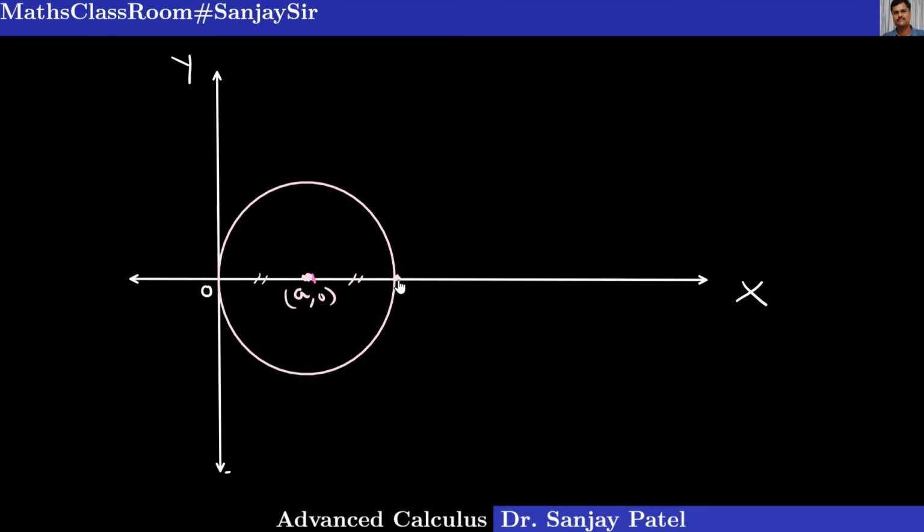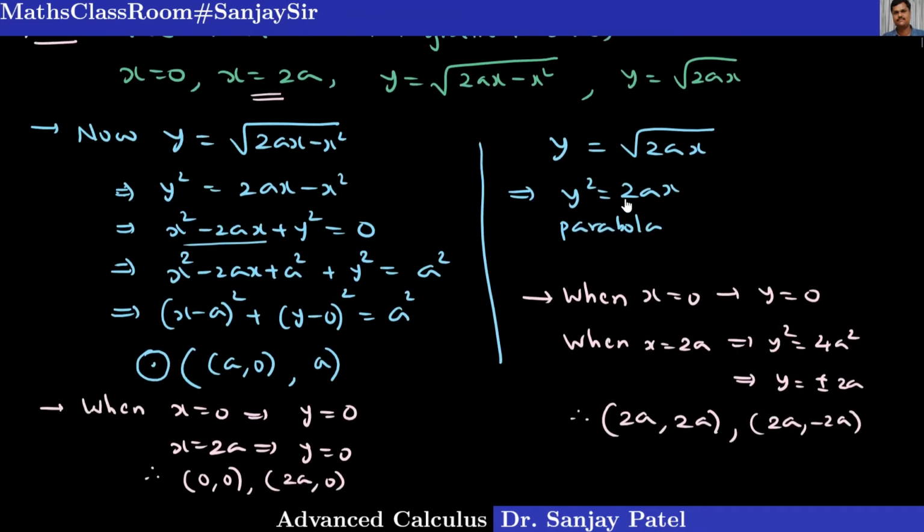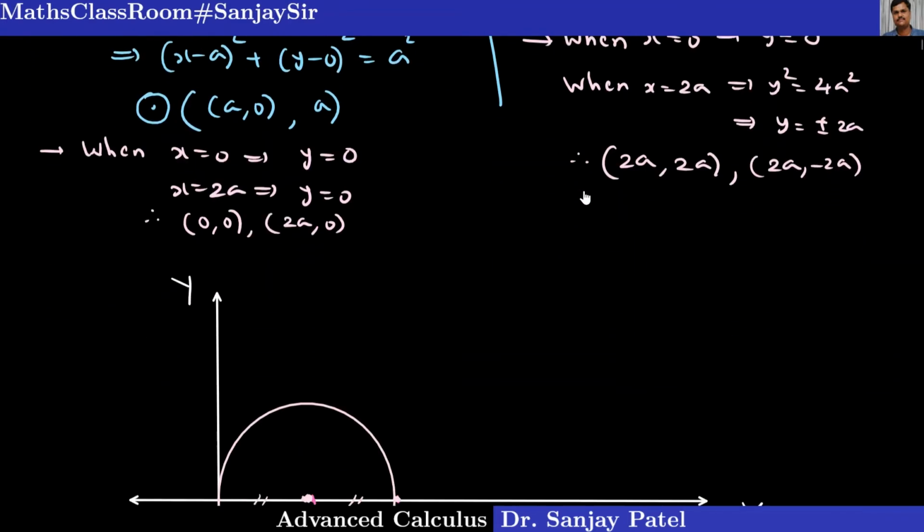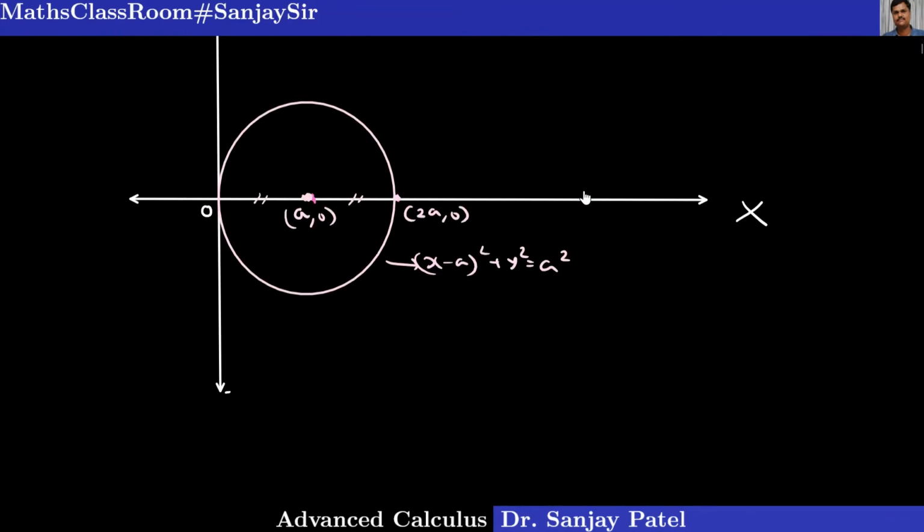So this point has the coordinates 2a comma 0, and this circle equation is (x minus a) square plus y square is equal to a square, as we have derived. And the second curve is the parabola, y square is equal to 2ax. It is symmetric about the x-axis because replacing y by minus y, the equation is not changing.